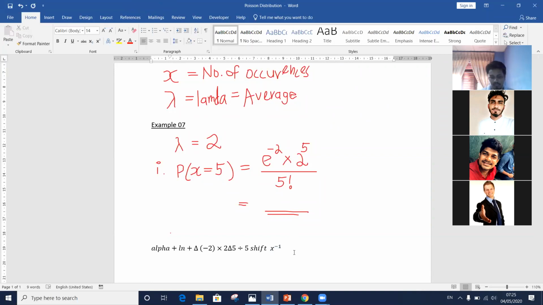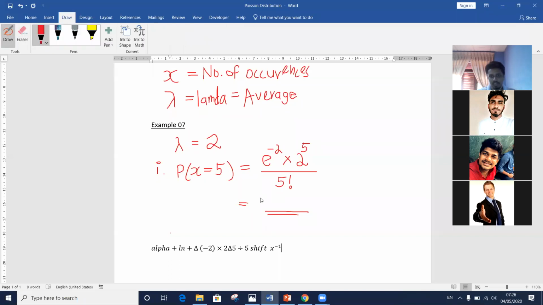Alpha, ln button, to the power, open brackets, -2, multiplied by 2 to the power 5, divided by 5, shift, x to the power -1 button, right? What will be the answer? If you are getting the answer as 0.036, it means you have done it correctly.